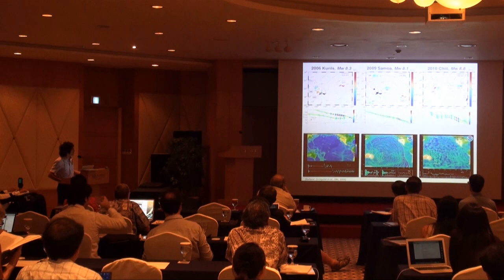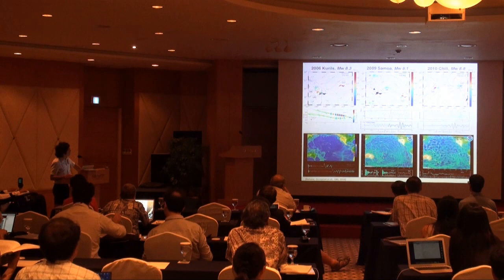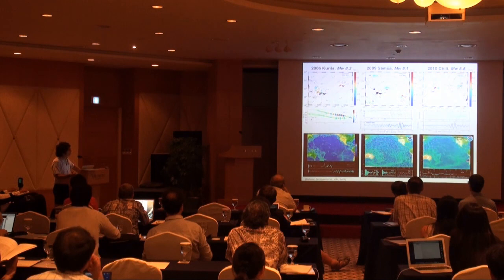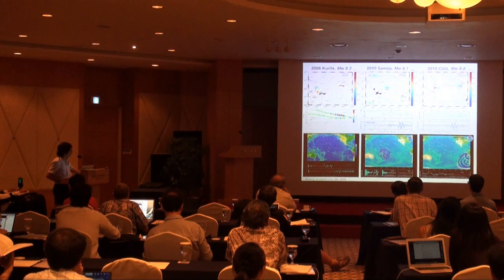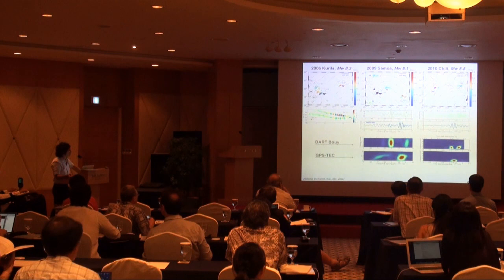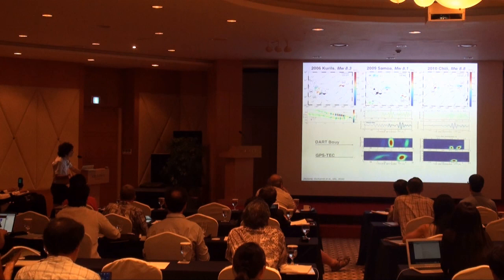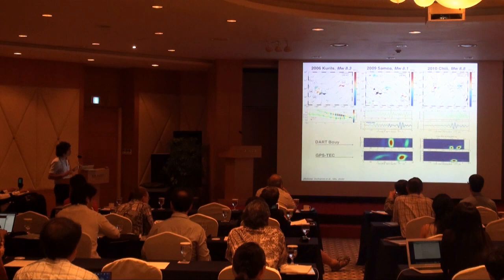In particular, if we observe a comparison between the DART buoys and the GPS, you observe that not only the arrival time, but also the waveform is pretty similar for the different tsunami. And sure, if the waveform is similar, the spectral signature of the tsunami and the DART buoys is also the same. So this means again that basically the ionosphere is pretty sensitive to the tsunami propagation, as well as the ocean.